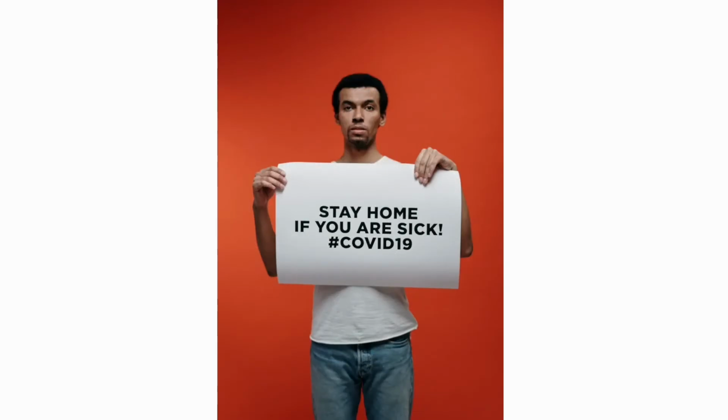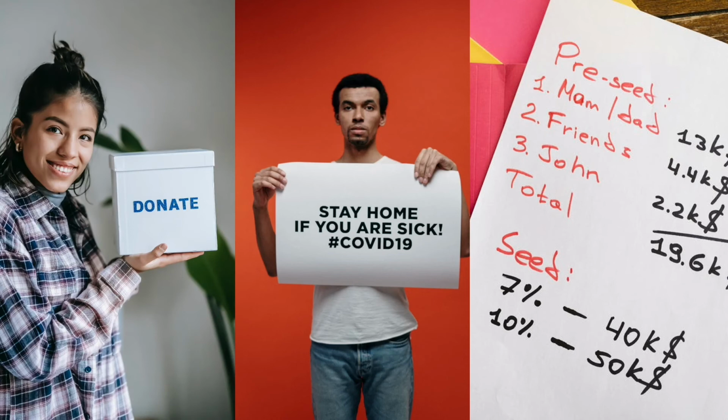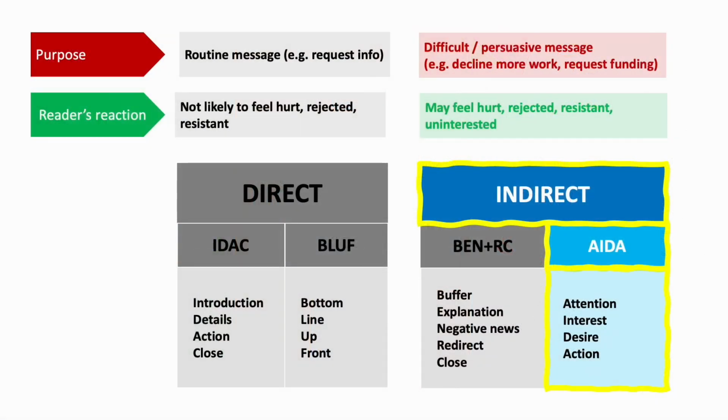Now, what if we need to persuade the reader to take action, such as stay home, do not leave the house? Or to request additional resources, such as to purchase a $30,000 HR system? Or to ask for funding, donation, or sponsorship? If the reader needs to be persuaded into action, we should use the IDA format. IDA stands for attention, interest, desire, action.